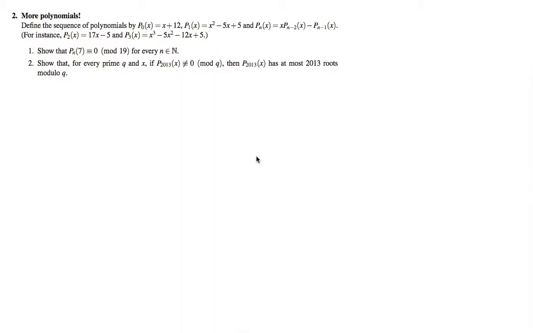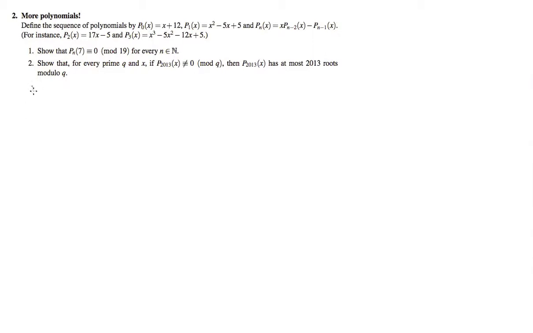of polynomials that are recursively defined, and we want to prove some facts about them. So whenever we have a recursive definition, induction is going to be our friend. So let's see how we can use induction for part 1. For part 1, we are trying to prove that Pn of 7 is equal to 0 mod 19 for every n. So why don't we take that as our inductive hypothesis?